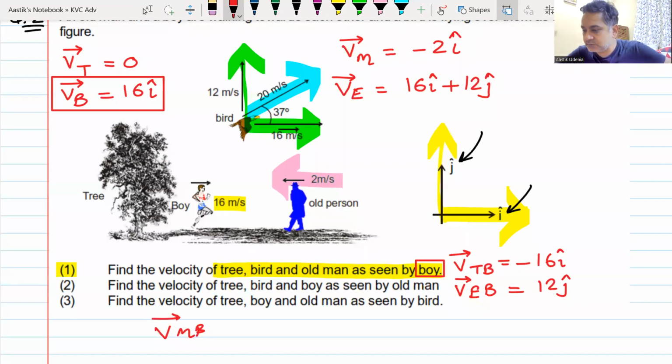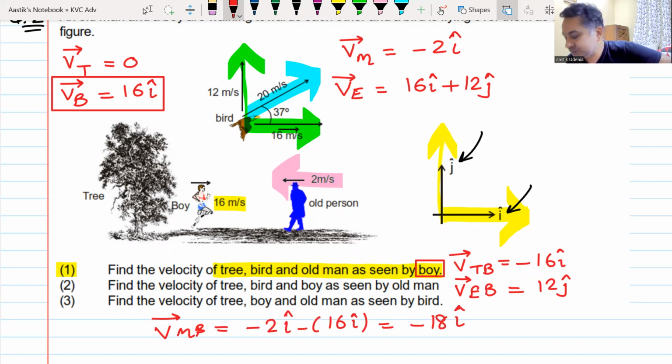So that will be velocity of man minus velocity of boy. So minus 2I minus 16I. So that is not 14, it is minus 18I. Do we understand this? Yes, sir. Everyone understands this? Yes, sir.